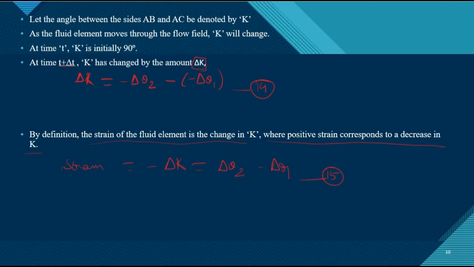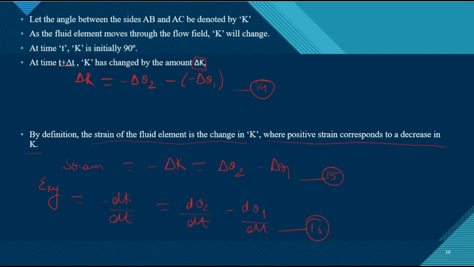Now we are going to denote this time rate of strain by the term epsilon xy. So I can write epsilon xy as minus dK by dt, which is my time rate of strain, correct? So I can write that as d theta 2 by dt minus d theta 1 by dt. Let us consider this as our equation 16.